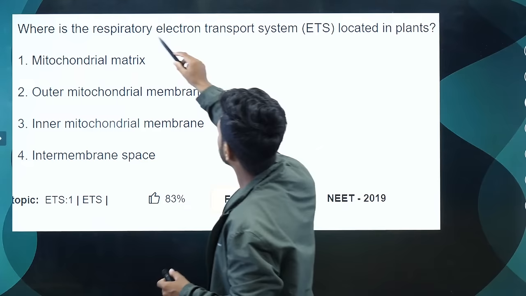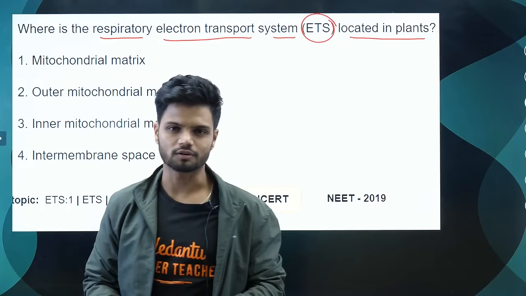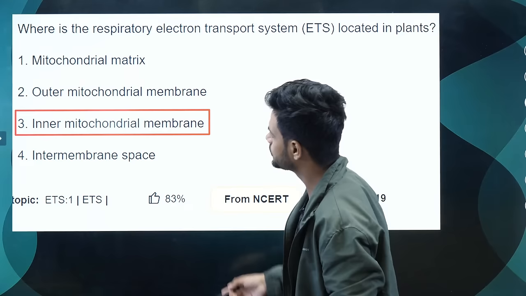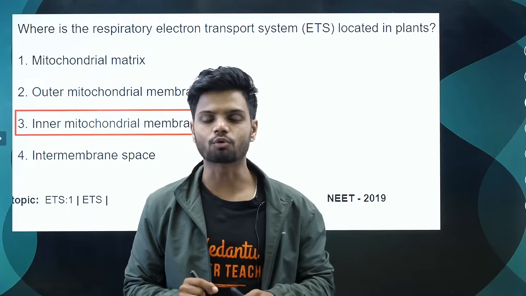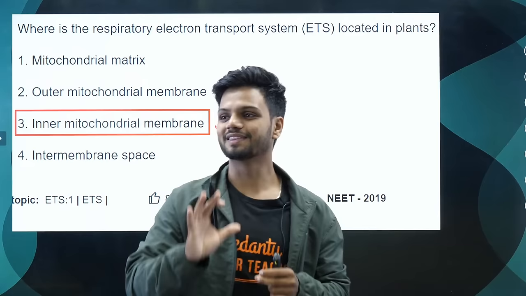Next question. Where is the respiratory electron transport system, the ETS, located in plants? What is the location? The electron transport chain is present in the inner mitochondrial membrane. Clear?